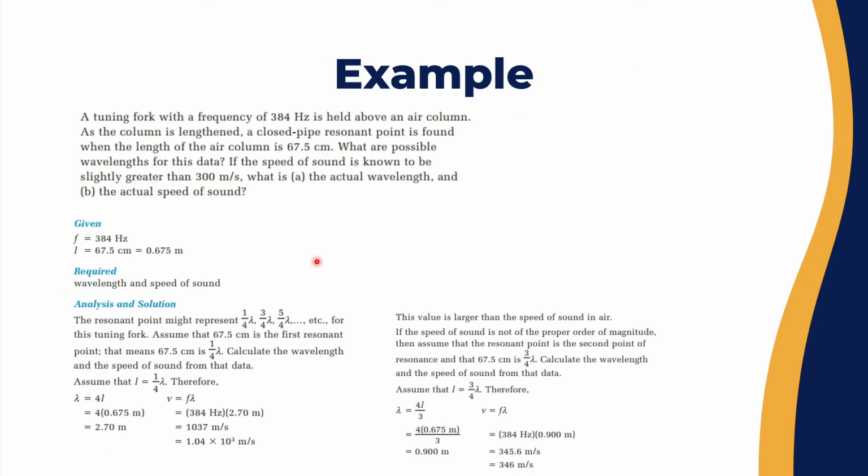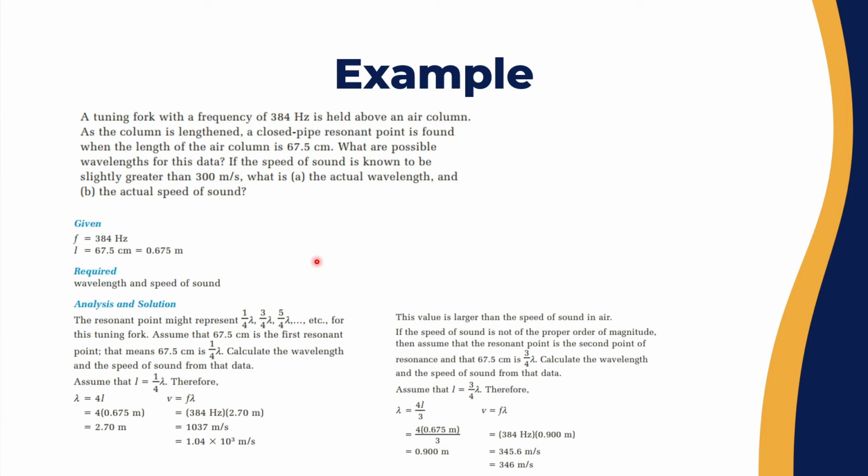Let's take an example of a tuning fork with an air column, or with a bottle. You have a tuning fork with a frequency of 384 Hertz held above an air column. As the column is lengthened, a closed pipe resonant point is found when the length of the air column is 67.5 centimeters. That's where you start to get the closed pipe resonance phenomenon. What are the possible wavelengths for this data? If the speed of sound is known to be slightly greater than 300 meters per second, what is the actual wavelength and the actual speed of sound?